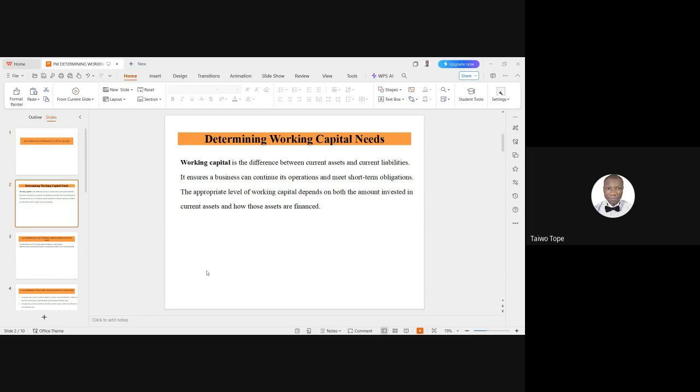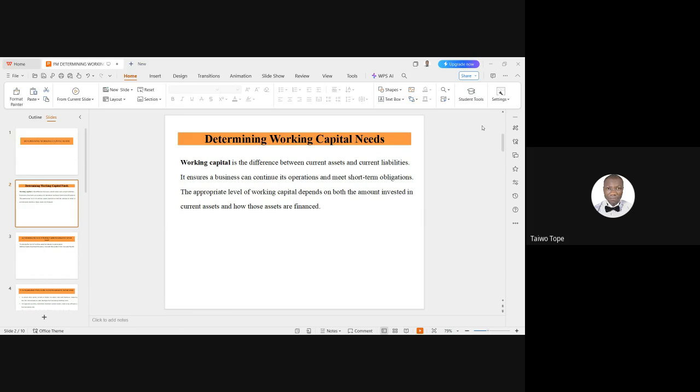For example, how much is held in inventory versus how much is held in cash. This is very important. Also, how those assets are financed, whether through short-term liabilities, long-term funding, or a mix of both, is also crucial.